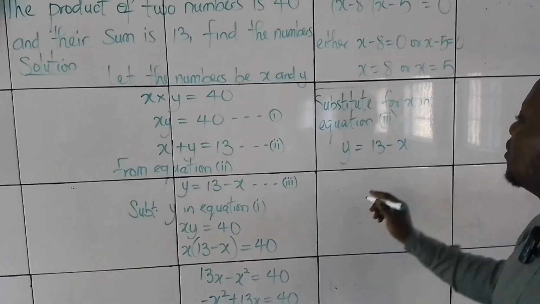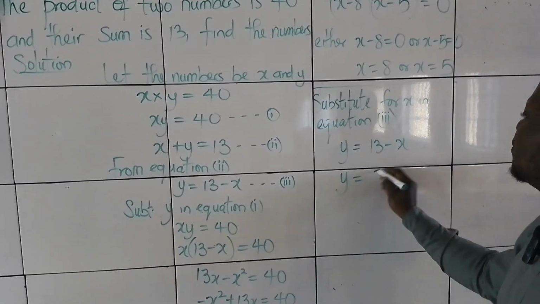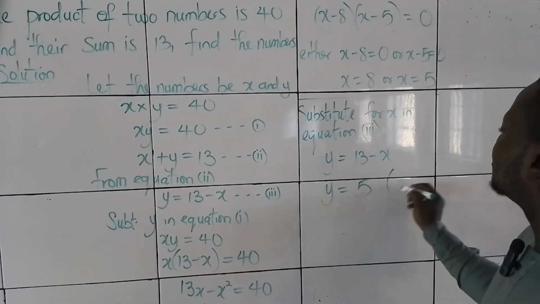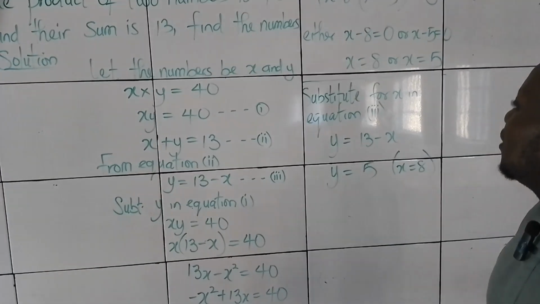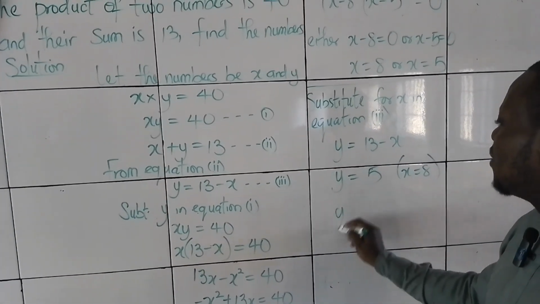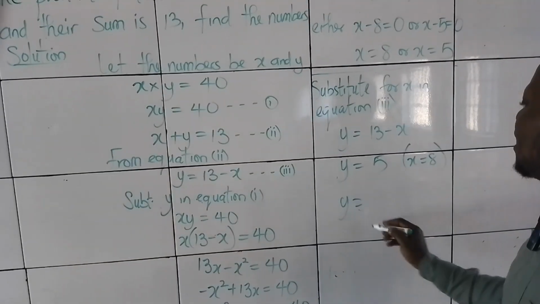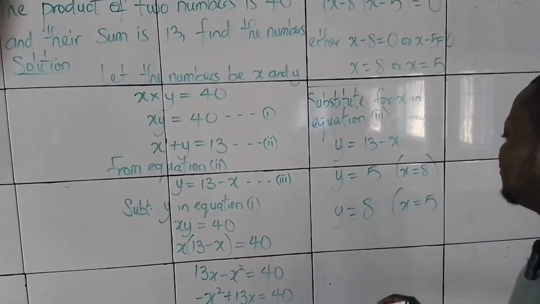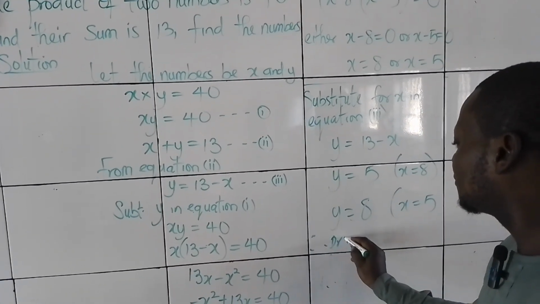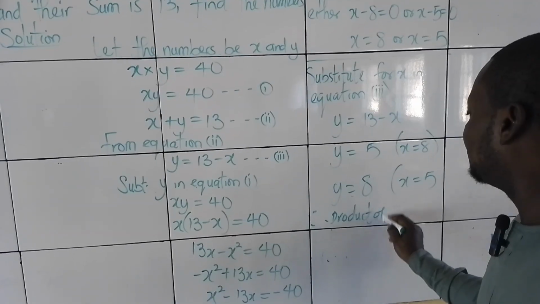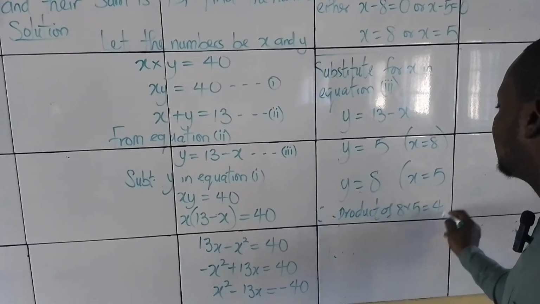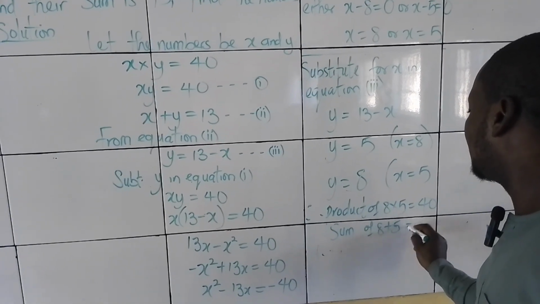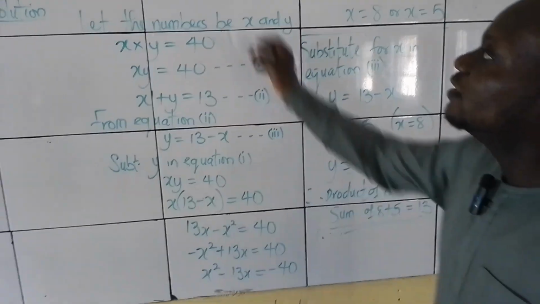Okay, so let's substitute into y equals 13 minus x. So when x equals 8, y will be 13 minus 8, which gives me 5. Then also, when x equals 5, I'm going to have y equals 13 minus 5, which gives me 8. So you can see now, therefore, the product of 8 and 5 equals 40, and the sum of 8 plus 5 equals 13. And that satisfies the question.